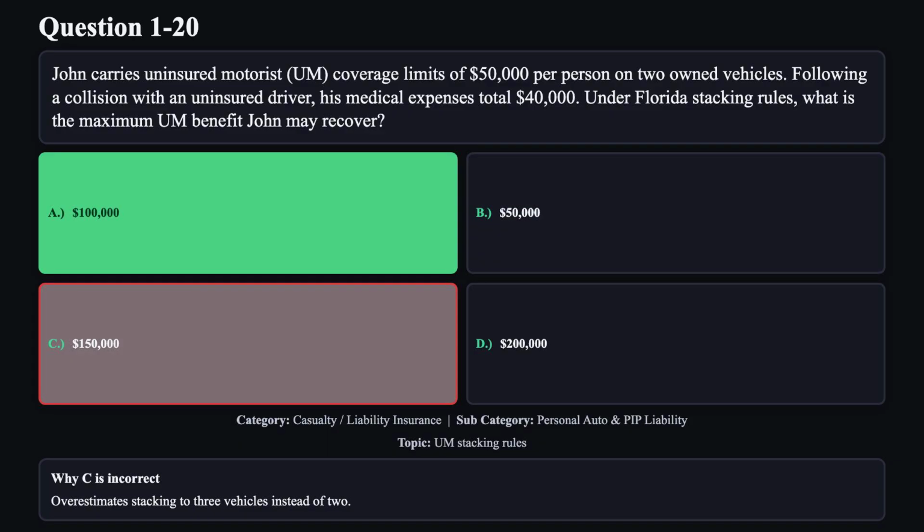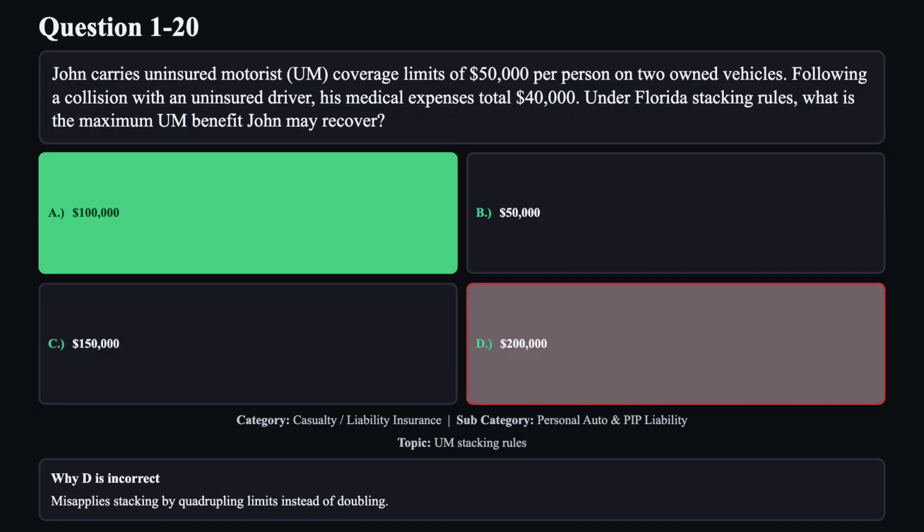Reason C is not correct. Overestimates stacking to 3 vehicles instead of 2. Reason D is not correct. Misapplies stacking by quadrupling limits instead of doubling.